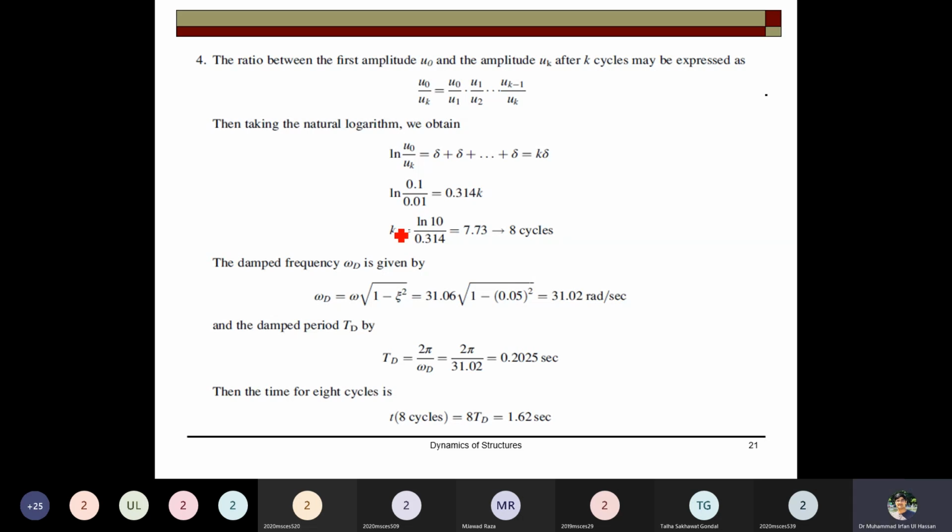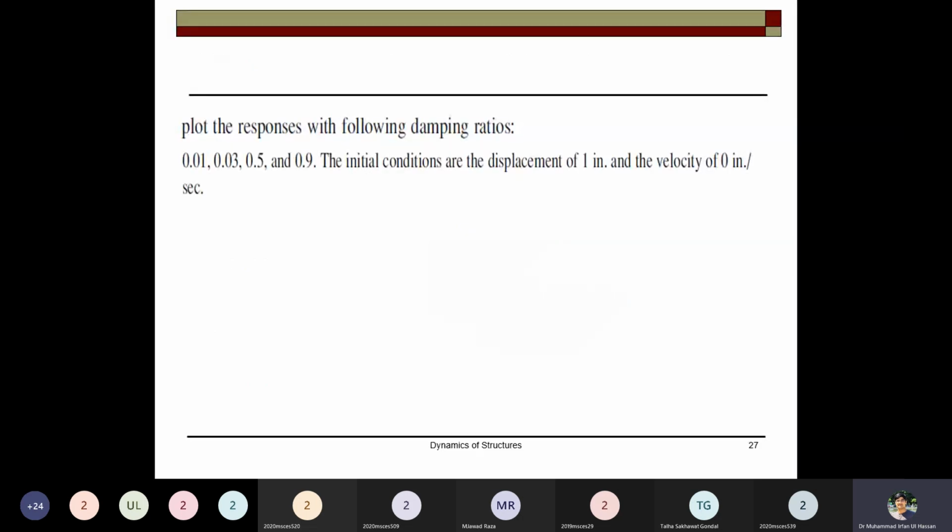This example is also solved in the MATLAB program in the textbook we are using by Mario Paz and Anil K. Chopra. So this is an example from Mario Paz also. And the next one is this problem.